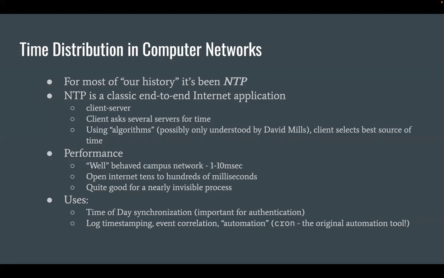But considering that NTP is usually configured once, if at all, because it could be automatic through DHCP or through whatever operating system is installed, that accuracy is pretty good for what's essentially an invisible process. This is good enough for time of day synchronization, which is important for authentication. It's generally good enough for log time stamping, event correlation, automation tools such as cron. You generally don't need millisecond level accuracy, but you can achieve it.